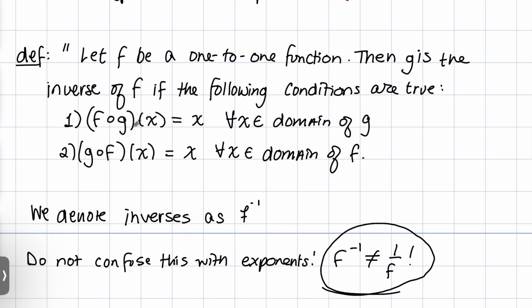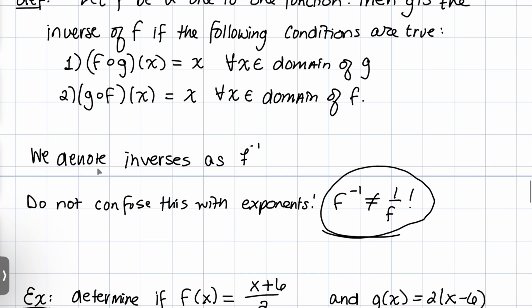For two functions to be inverses of each other, they have to satisfy this condition. When you compose the two functions together, you need to get back just x, which is the identity element for composition. This is just saying that f of g of x, the composition of f and g, gives you back x for all x in the domain of g. Whatever function you're inputting into the other function is the domain that you care about.